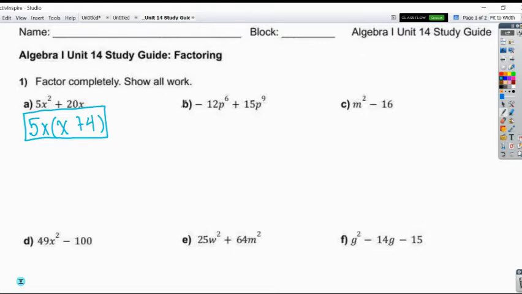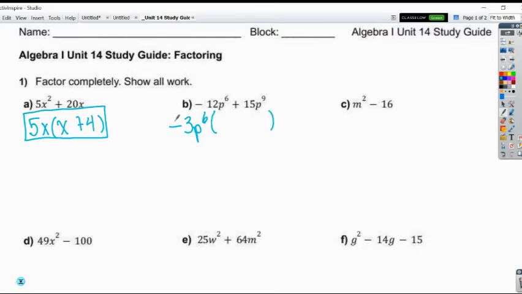So in this b, negative 12p to the 6th plus 15p to the 9. Look at those coefficients. We got that 12 and that 15 then. These have that common factor of 3. And in fact, I see that the leading coefficient is negative. If the leading term is negative, then my GCF is negative. So I can take a negative 3 out of each of those. P to the 6 and p to the 9. Each of those have p to the 6 that we can pull out of them. Then your set of parentheses for what's left behind.